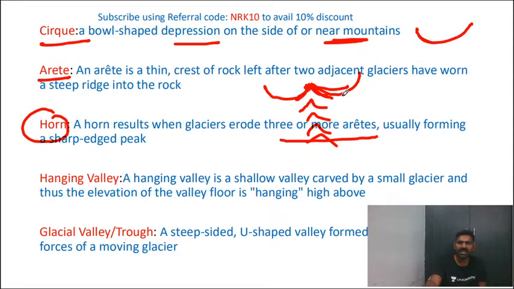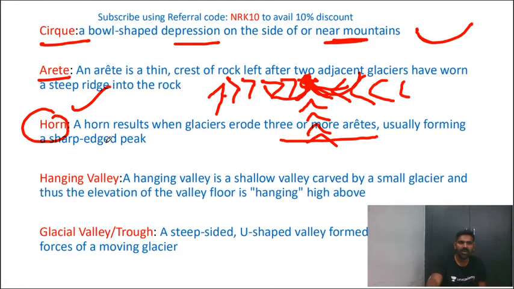Horn. When glaciers erode three or more arêtes. Three or more arêtes means what? Let's say here there is one arête, here there is one arête, here there is one arête. When arêtes are on three sides, this part will be like a center for all these things. And this is called a horn.